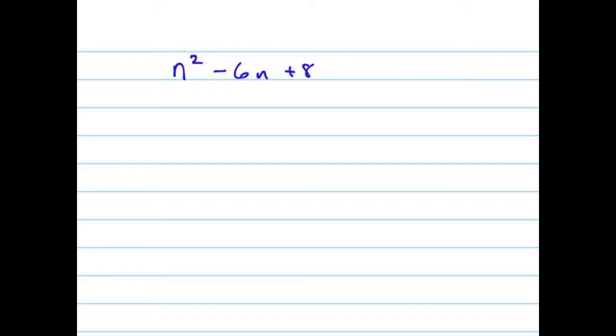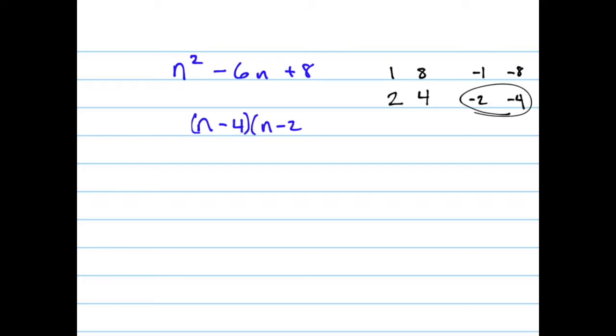So what two numbers multiply together? Yeah. Negative 4 and negative 2. They multiply together to be positive 8, add up to be negative 6. Okay? Again, you can always list your factors. You know, you've got 1 and 8 and 2 and 4, or negative 1, negative 8, negative 2, negative 4. And only one of those pairs is going to add up to negative 6. So our factorization becomes n minus 4 and n minus 2.